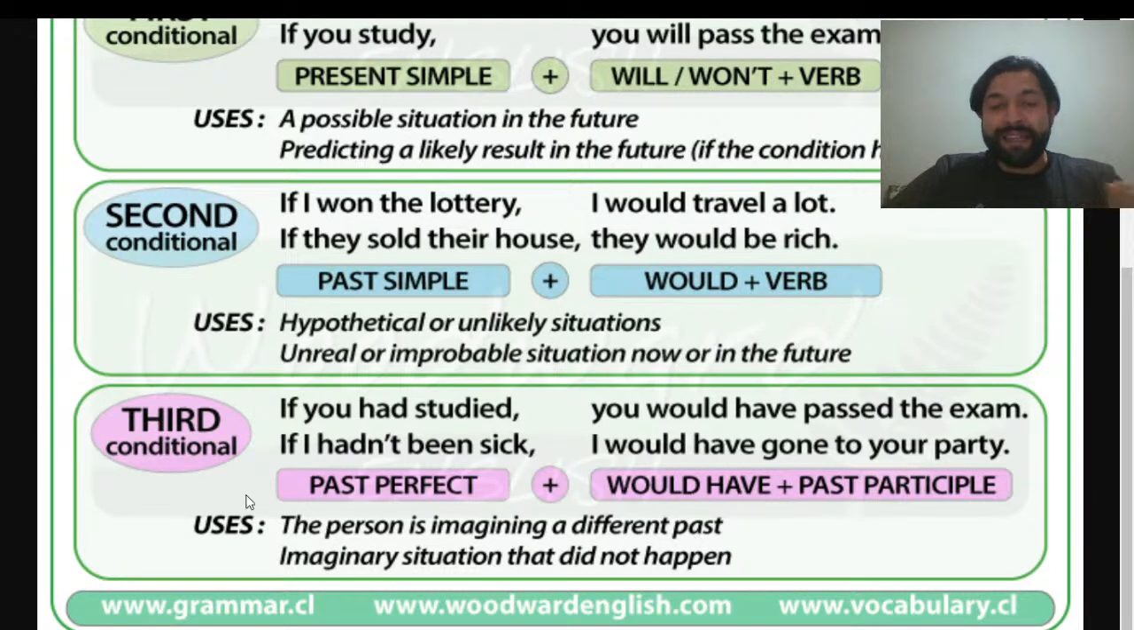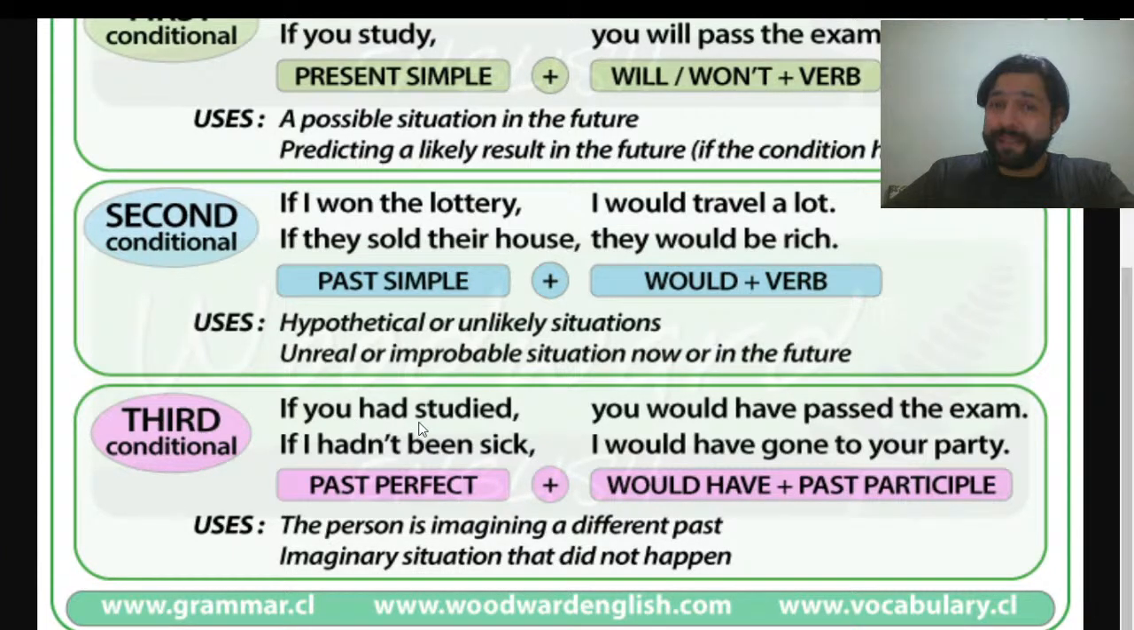Okay, so the third conditional we do use for impossible scenarios. Just imagination, okay? Because we cannot change the past. Okay, so things happened and we can't change them. But we can imagine how they could have been different, you know? So the third conditional is for impossible things because they happened and you can't change them. And here you have two examples.